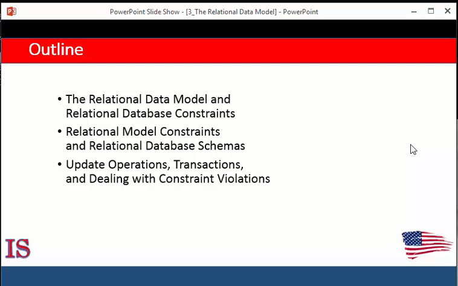In this video, the first of the series on the relational database, we're going to learn about the relational data model and relational database constraints, relational model constraints, and relational database schemas, update operations, transactions, and dealing with constraint violations. We have a plate full in this video.